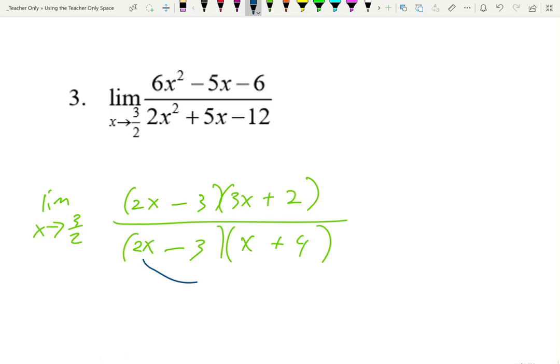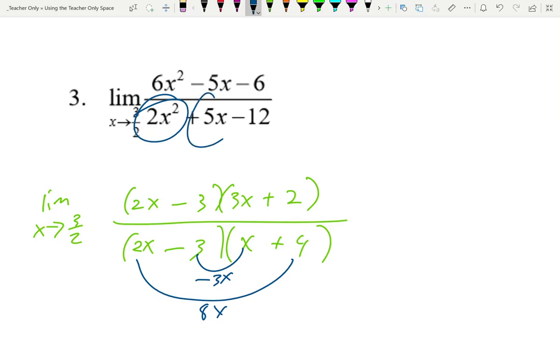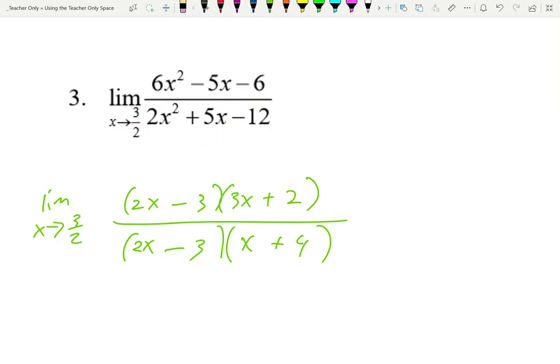Let's check it now. 2x times x makes 2x squared. Let's do our outsides. 2x times 4 makes 8x. Insides would be negative 3x. When I add those together, I get positive 5x. They are a match. And last but not least, negative 3 times 4 is negative 12. We have successfully factored. Yay, factoring!